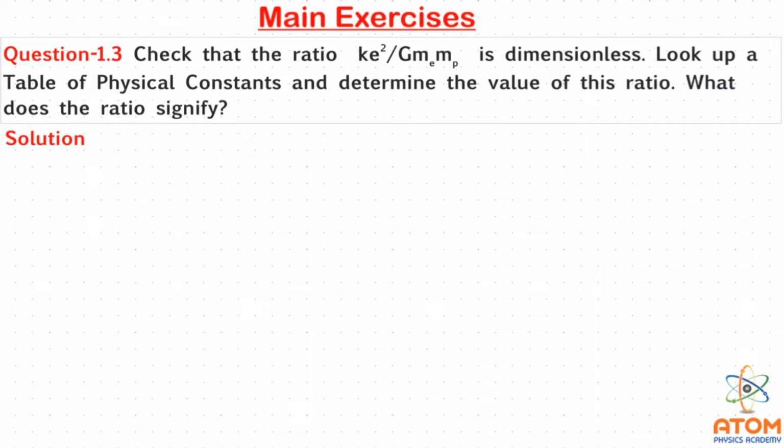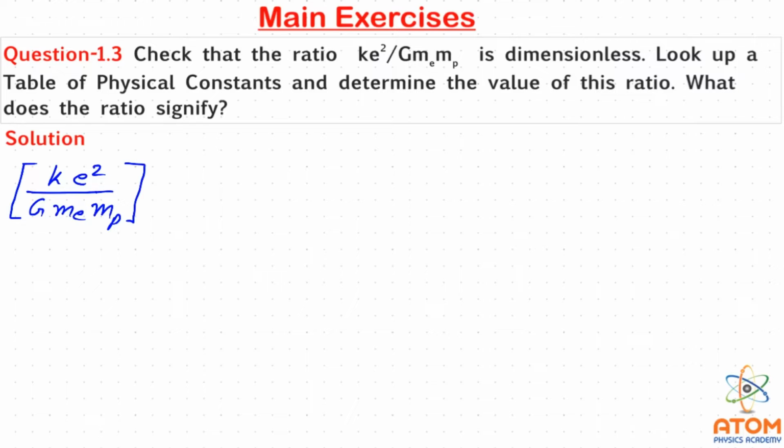Let's see the solution. Here we need to find out the dimension of this ratio. Let me write k e square upon G, me and mp.